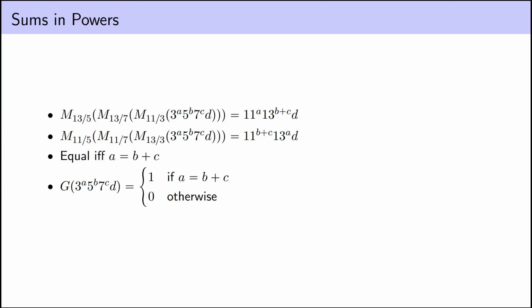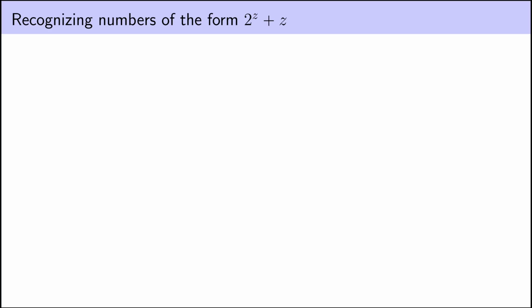So by taking these compositions of m functions and composing them with our is-equal function, we can create a pure iterative function g, which takes in a number and tells us if the number of factors of 3 is the sum of the number of factors of 5 and 7. This g function isn't of much interest on its own, but it will allow us to recognize numbers of the form 2 to the z plus z, thus connecting powers of 2 and their exponents, stepping us along the way to being able to take logs base 2.